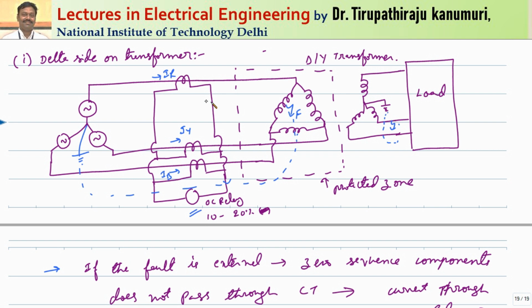You will see here that whatever the three currents supplied from the source, the fault current is returning back through the ground to the source. That means this returning current is not passing through this one. So that difference current will pass through this overcurrent relay, and your overcurrent relay will operate.